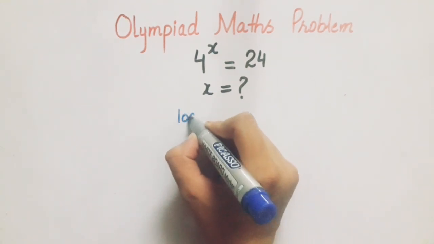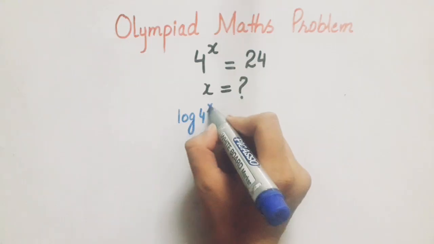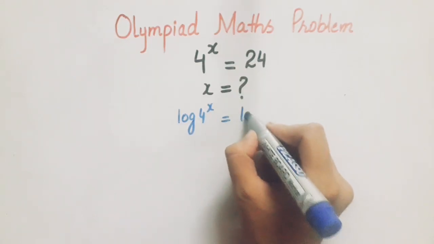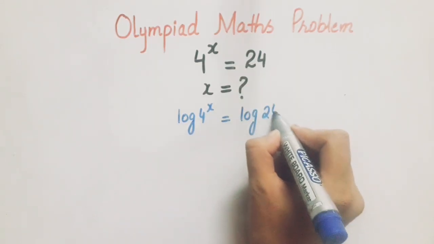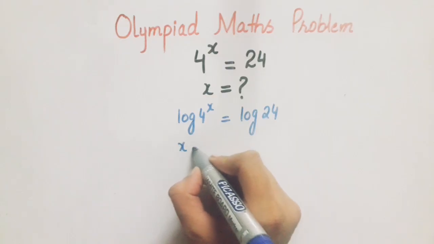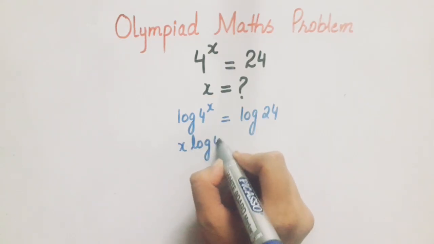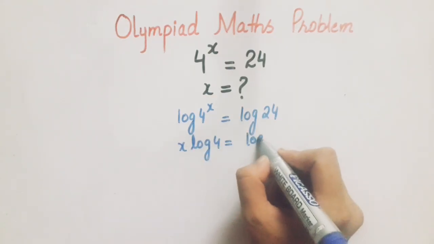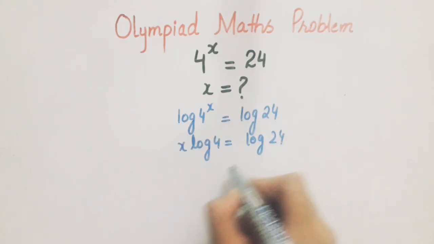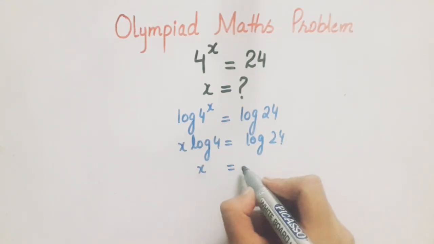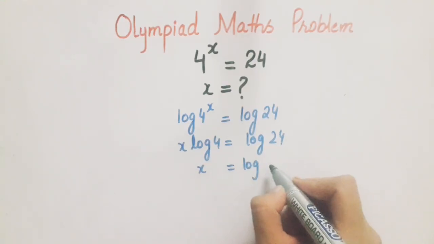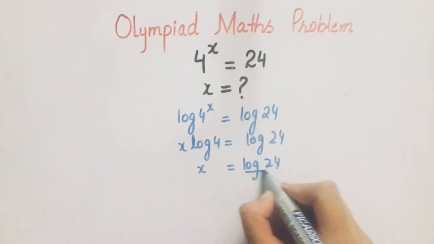log 4 raised to power x equals log 24. Then x is in the start, x log 4 equals log 24. Then x equals log 24 by log 4.